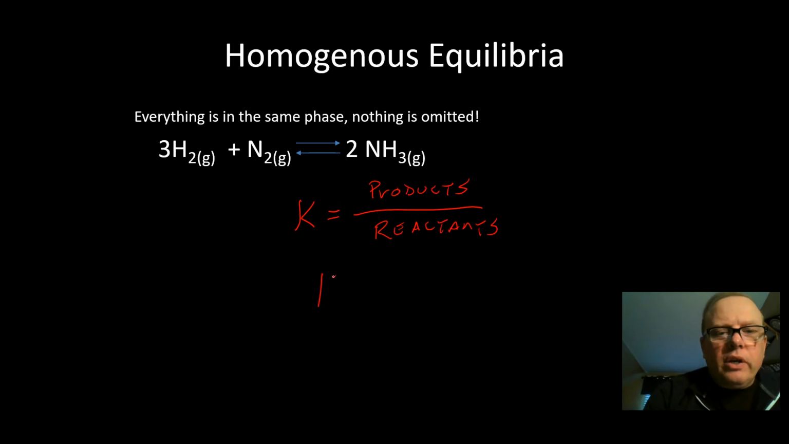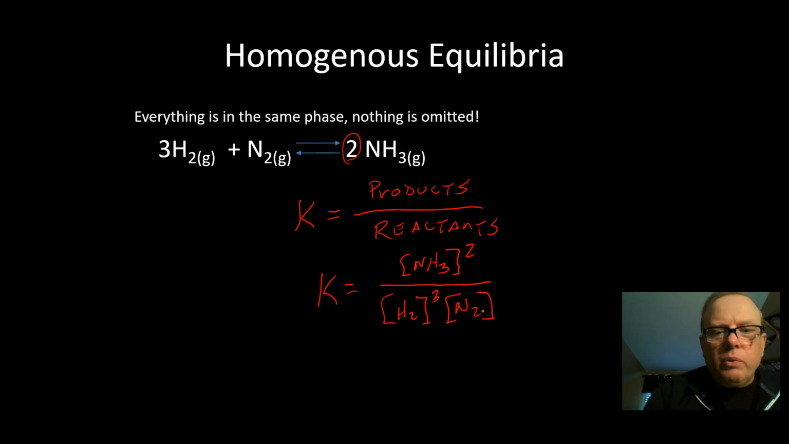So in this reaction here, K will equal, on the top, the concentration of the ammonia, and that will be squared because that is its coefficient, over the concentration of the hydrogen, which will be to the third, times the concentration of the nitrogen, which will be to the first, because that is its coefficient. So that's how we set up a homogeneous equilibrium. Everything here is a gas, so it's all in the same phase.